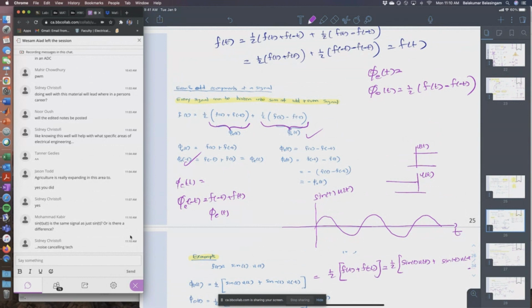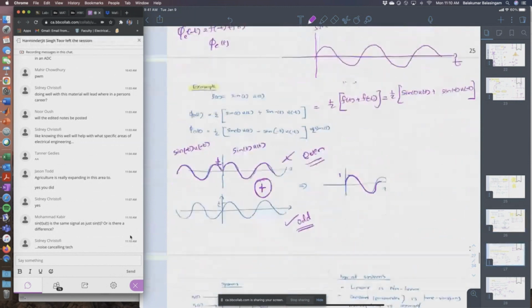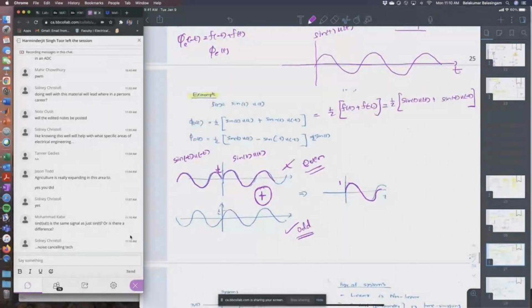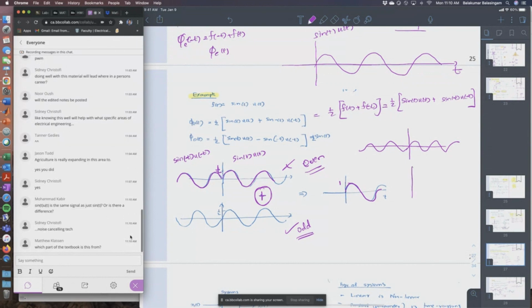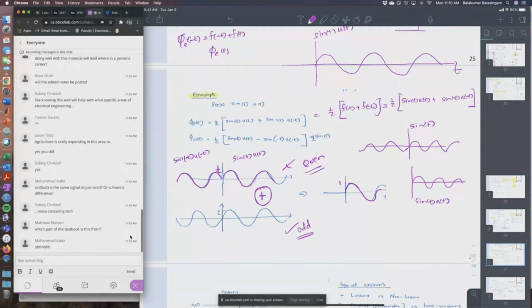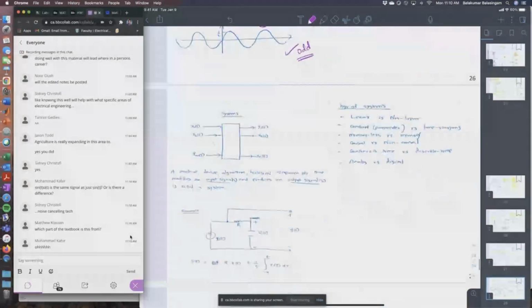Is sin(t)u(t) the same signal as just sin(t)? Is there a difference? There is a difference. I was talking about this. So this is sin(t). It goes both ways. But sin(t)u(t) is just the half of it. So this is sin(t), and this is sin(t)u(t). That makes sense? Yeah. Okay.